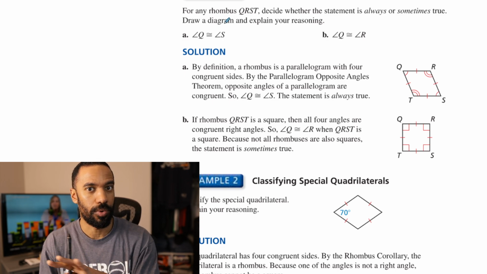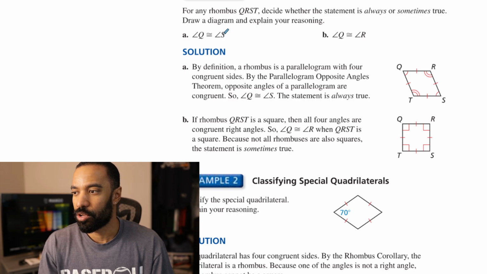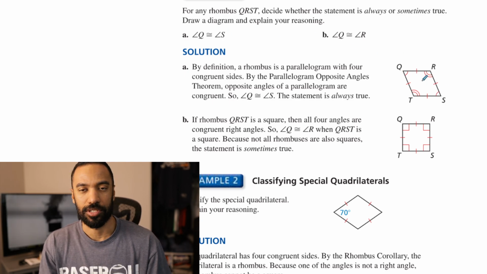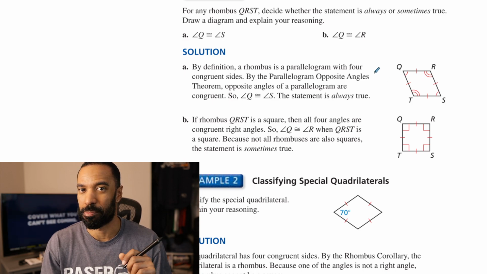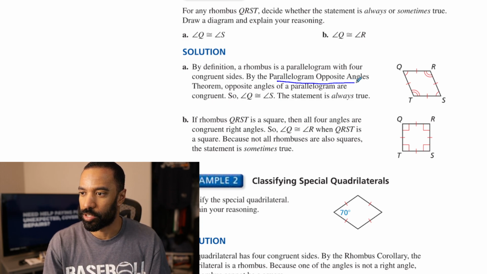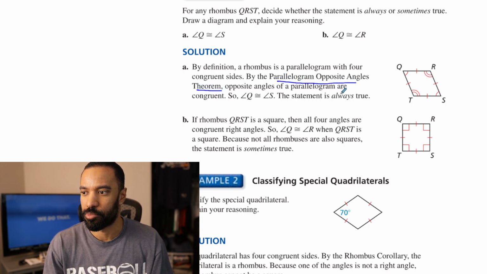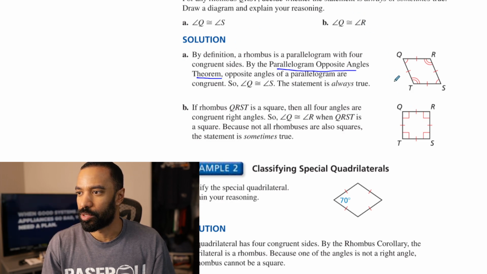We've only learned all sides congruent. Is angle Q congruent to angle S? Yes, because although we only learned opposite sides are congruent, we also learned it's a parallelogram. And in a parallelogram, opposite angles are congruent. This is what they're telling you here by the opposite angles theorem. So yes, always true.